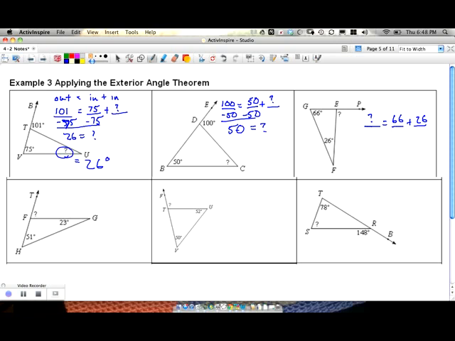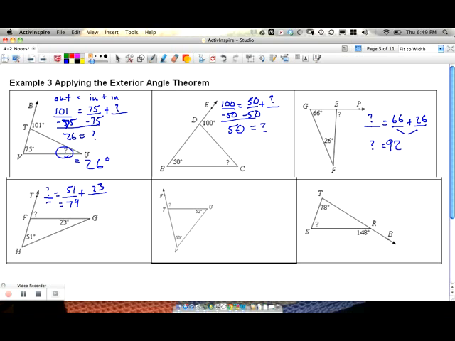Okay, for the next one here, we have the same idea. The outside equals the two inside added together. The outside is a question, but the two inside are 51 and 23. So if we add those two together, we'd get 74. And that is our question mark. So that's 74 degrees. Okay, this one's a little bit smaller, but we got 50 and 52 here.